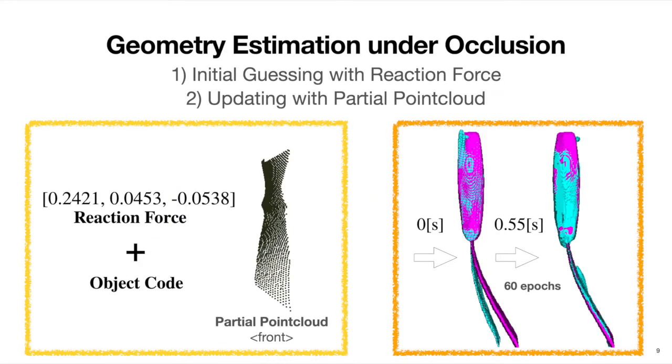We also tested the model's ability to infer a deformation field given partial information not seen from the training. Given reaction force and object code, the model makes an initial guess on the deformation field fairly close to ground truth. This shows VIRDO's ability to perform state estimation when the vision is missing. Using the partial point clouds, it updates the contact embedding by minimizing the mismatch between the initial guess and the partial observation.